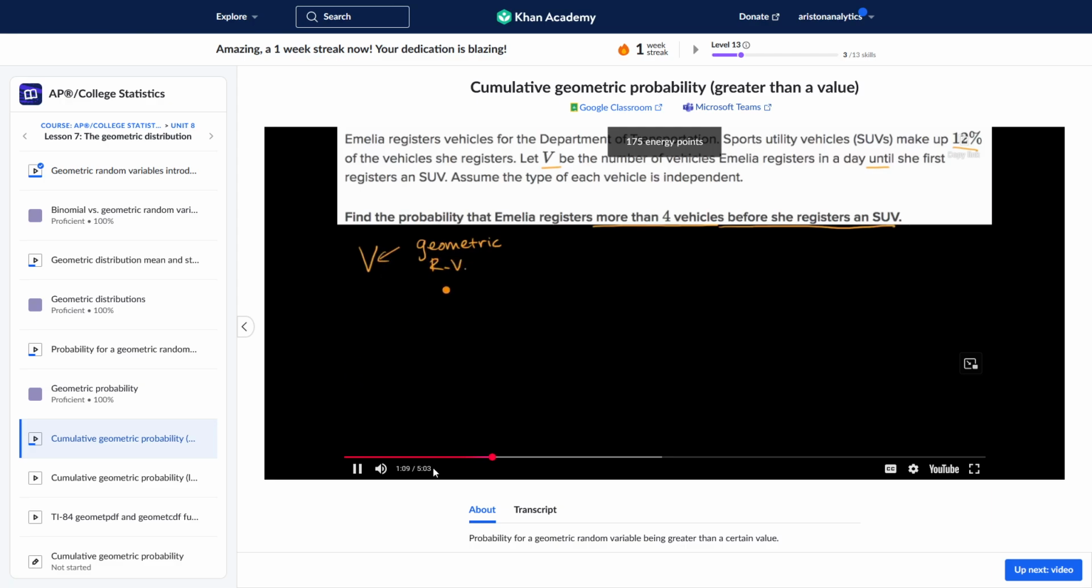It's a geometric random variable. We have a very clear success metric for each trial. Do we have an SUV or not? Each trial is independent, they tell us that. The probability of success in each trial is constant. We have a 12% success for each new person who comes through the line.